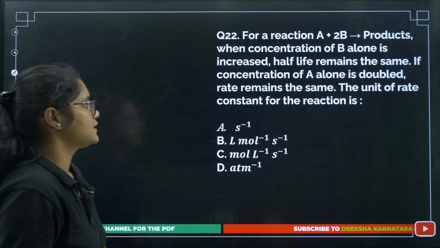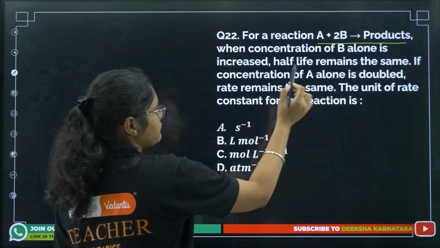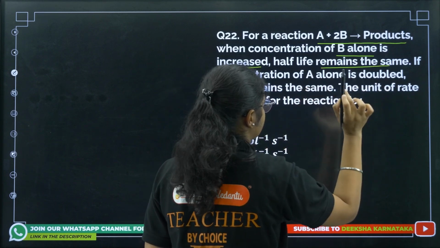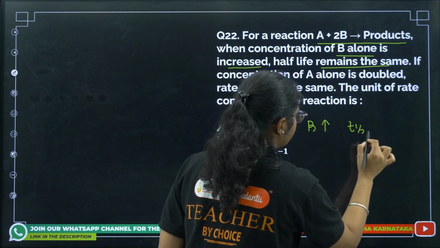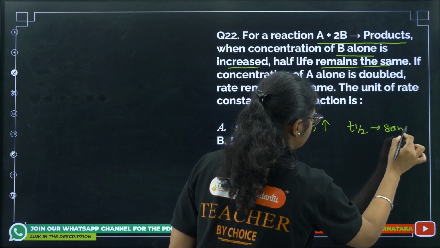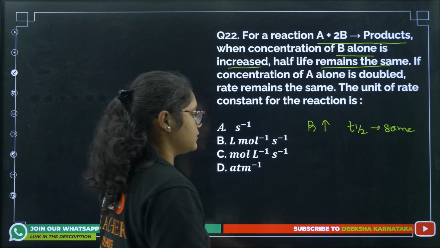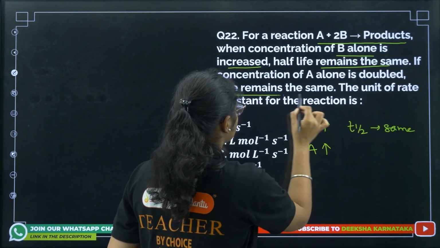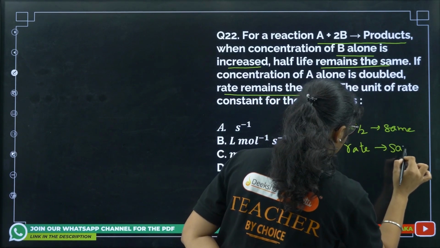Next, for a reaction A plus 2B gives products, when the concentration of B alone is increased, the half-life remains the same. That means if the B concentration is increased, t half remains the same. Next, if the concentration of A alone is doubled, meaning the concentration of A is increased, then the rate remains the same.